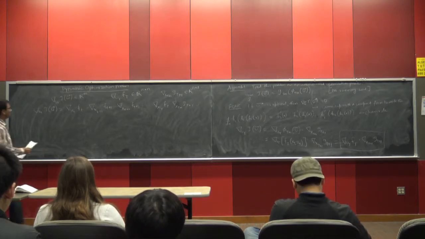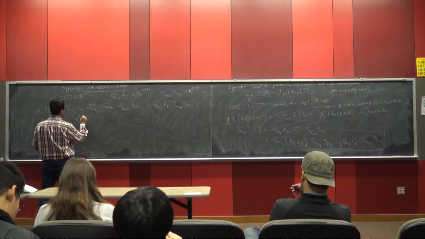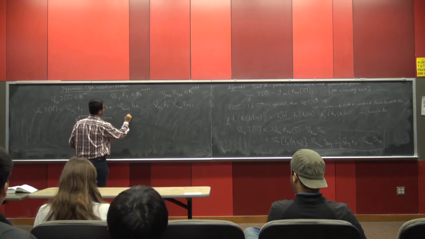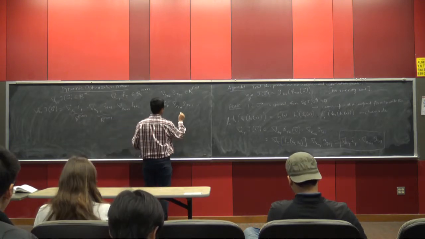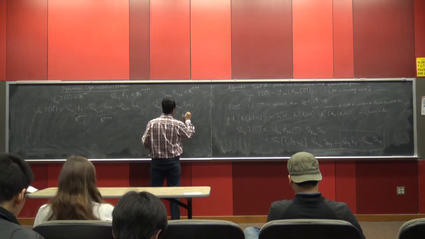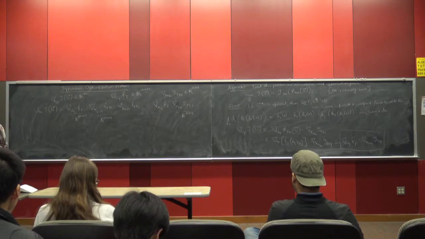So if you think about it, this is m cross 1, m cross n. This is n cross n. All of these are n cross n, and then this one is n cross 1. So dimensionally it makes perfect sense.